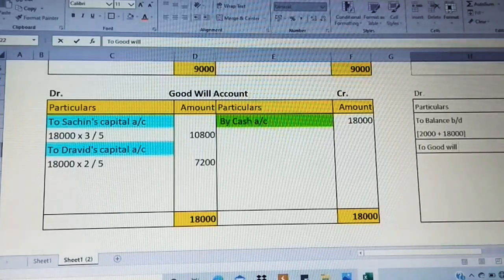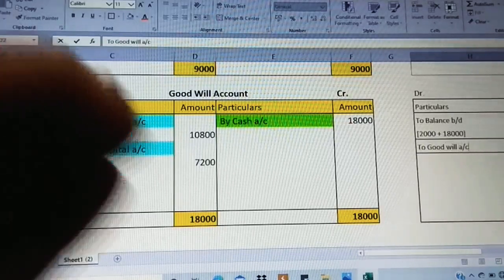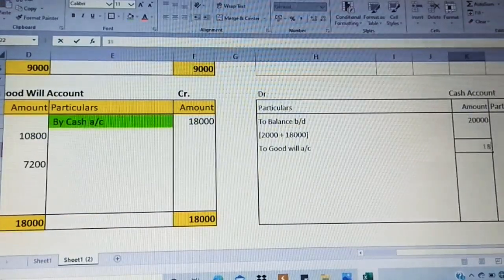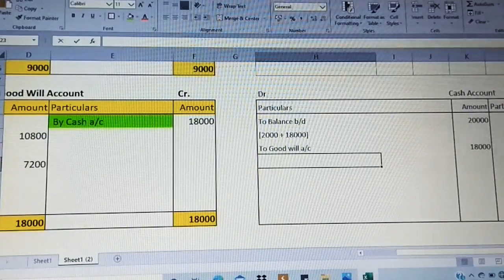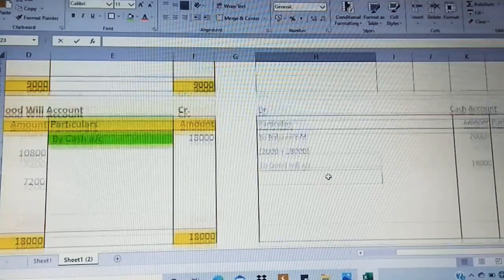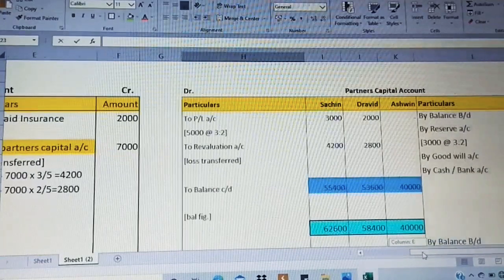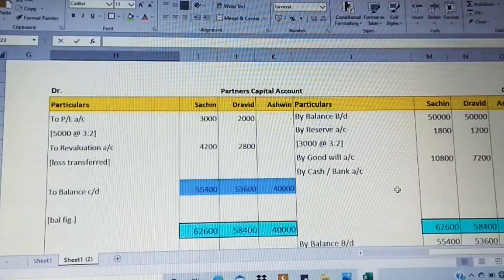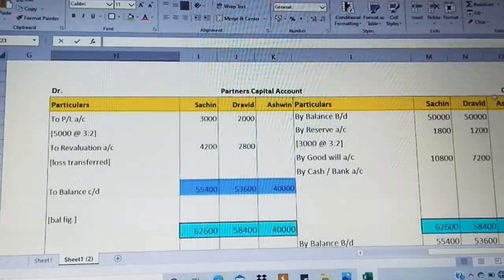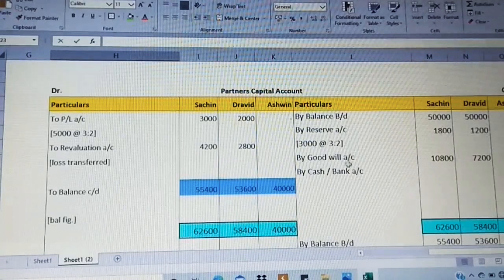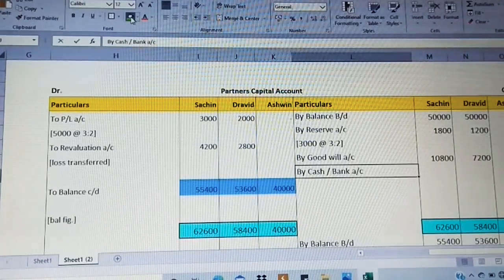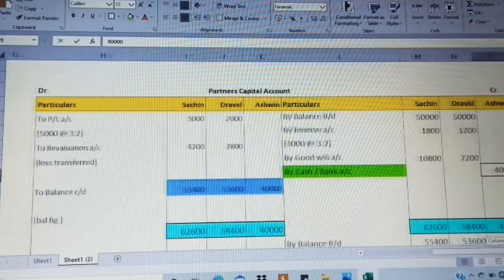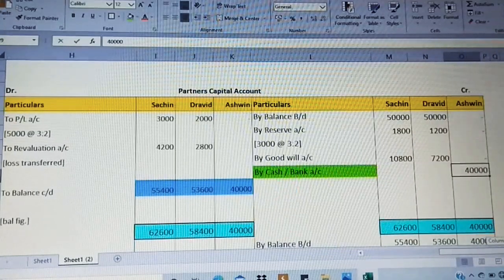Always, under which account it is taken up, that account name should be considered by us. So it's going to be 18,000. So I've taken 18,000 on the debit side from the goodwill account. Now moving on to the partners capital account. Observe now, in partners capital account, do we have any cash word getting affected? First check on the credit side. We have here the cash which has been brought in by the new partner as 40,000. So this is going to be 40,000. This is what I have to take up.